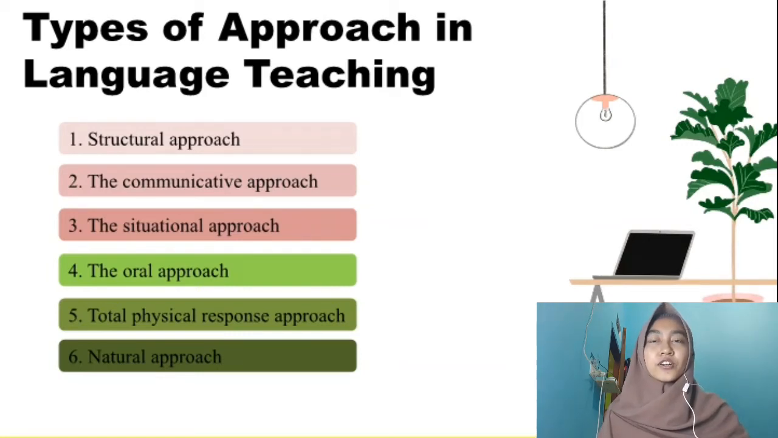Okay, next, the fifth type is total physical response approach. Total physical response, or TPR, is a language teaching method built around the coordination of speech and action. It attempts to teach language through physical or motor activity. Next, the last or sixth type is natural approach.